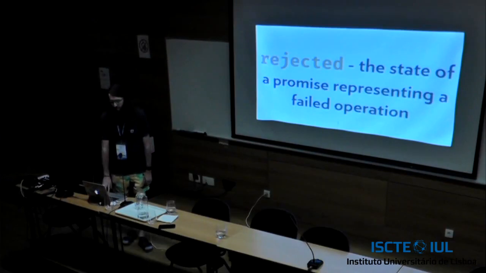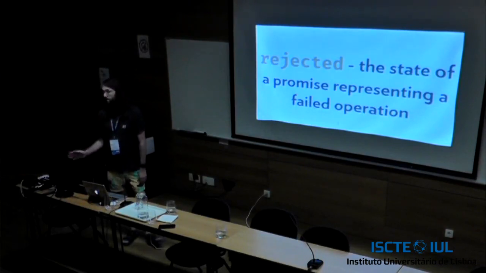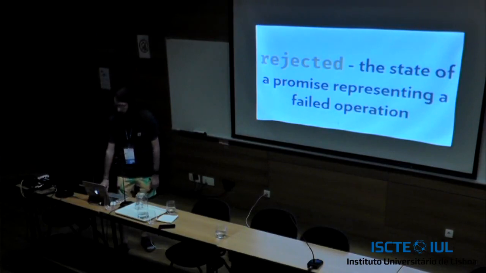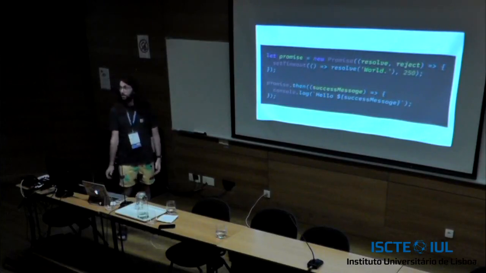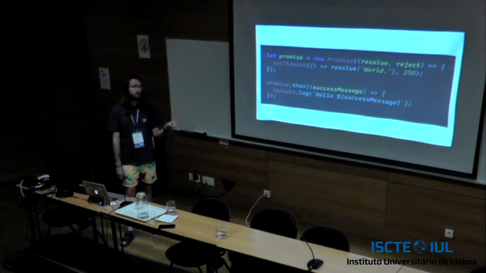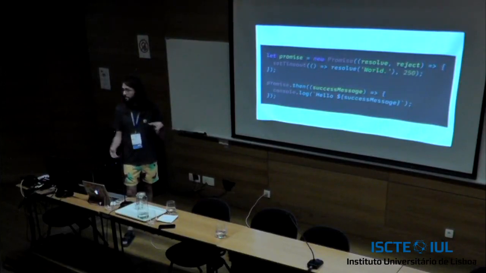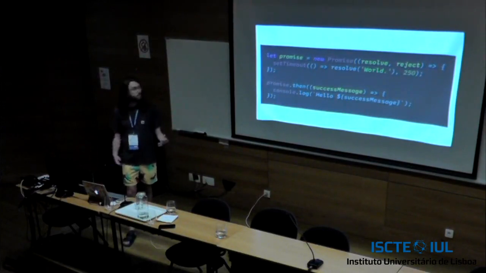So, rejected. This is the failed state, a failed operation. Some exception was thrown in your code, you threw a new error, you rejected the promise. This handler will catch that. So basically, here's a promise. When you create a new promise, the constructor gets resolve and reject, and these are functions used to tell you that this long-running action is done, or it's been rejected, something failed.